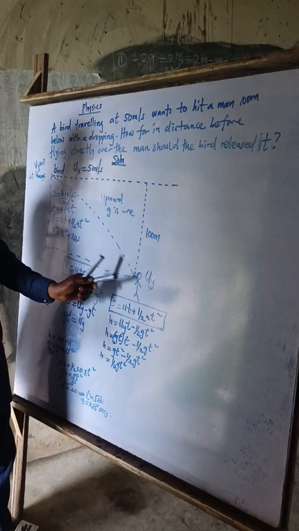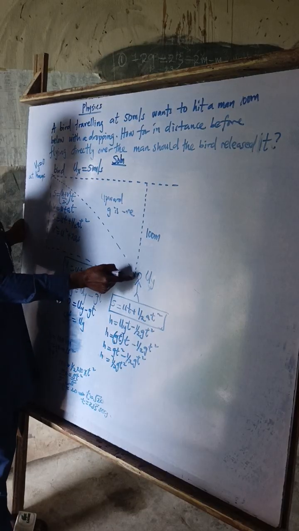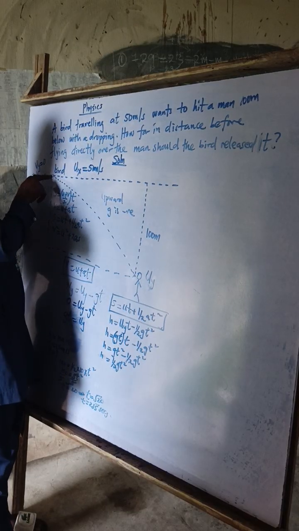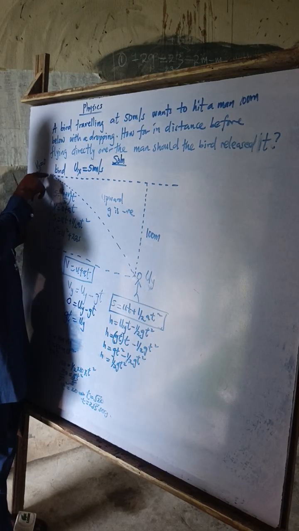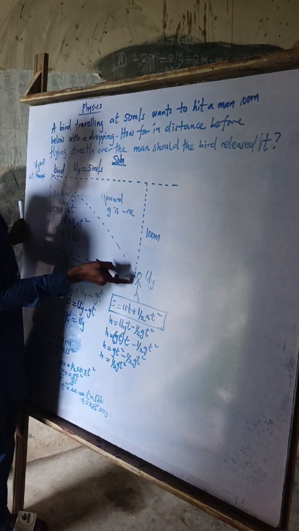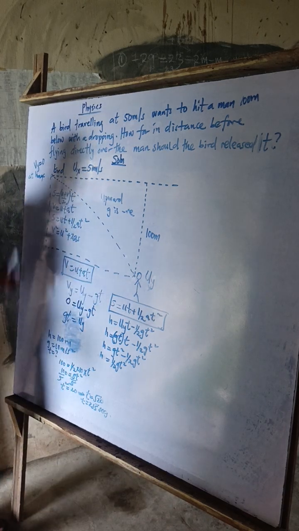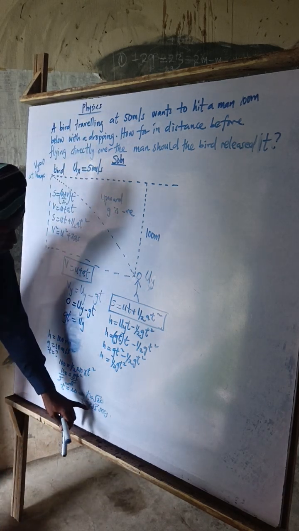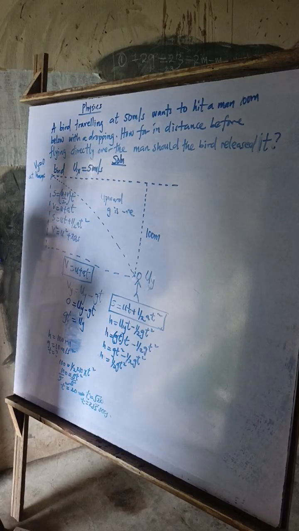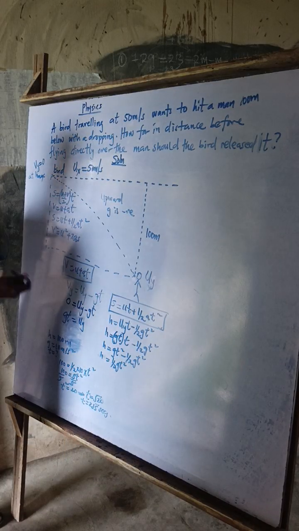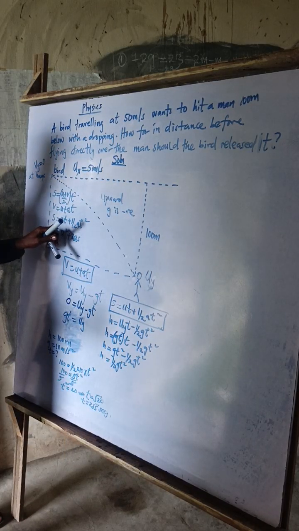That is the time taken for the object to move from this horizontal ground to this height, and it is the same time it will take the object to move from here to here. So therefore, the time taken is 2 root 5 seconds. We want to determine the horizontal distance. We are going to consider this formula.